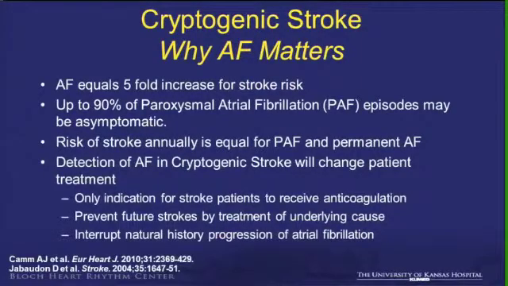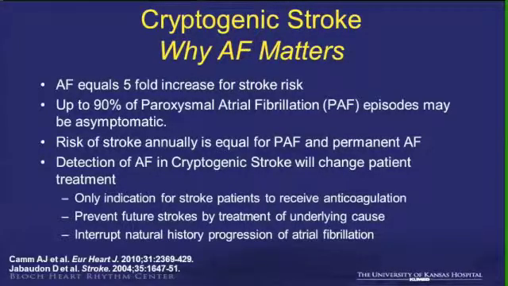So why does this matter, and why is atrial fibrillation even involved? Well, we already know that AFib increases the risk of stroke by 5-fold, and about 90% of paroxysmal episodes can be asymptomatic. Unfortunately, the risk of stroke is the same whether you have paroxysmal or permanent AFib. I think that's generally agreed upon.